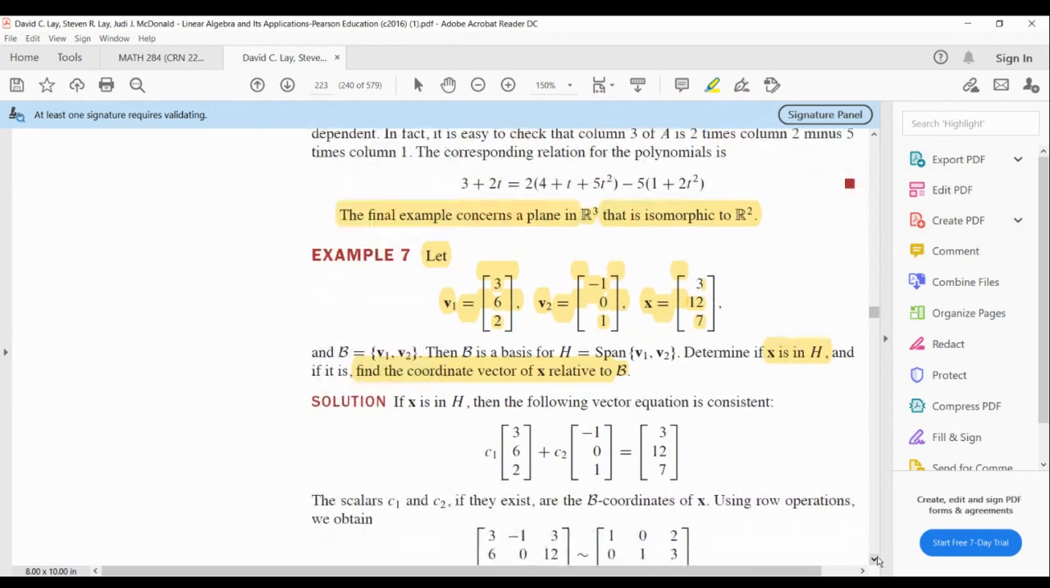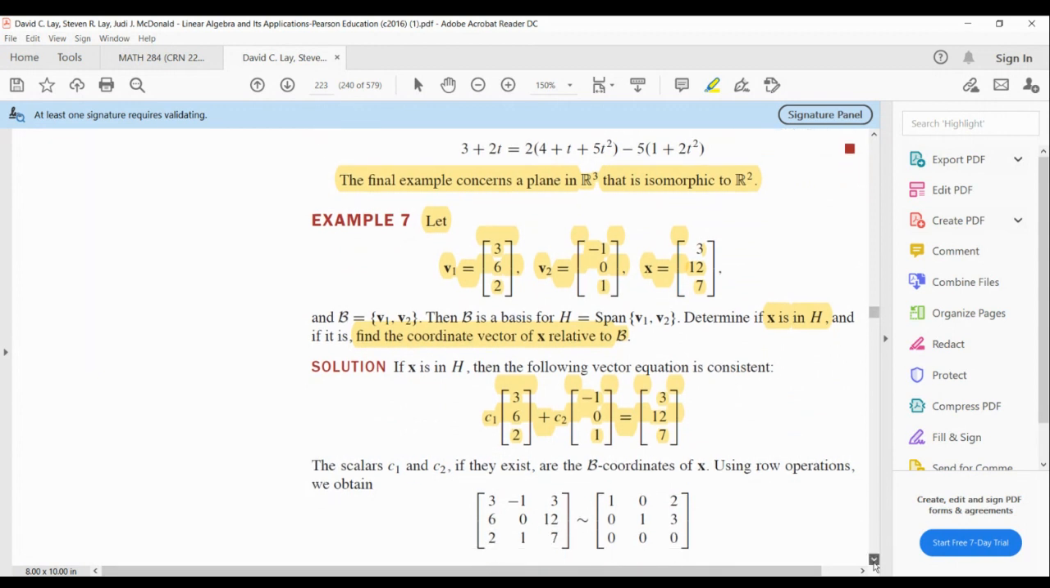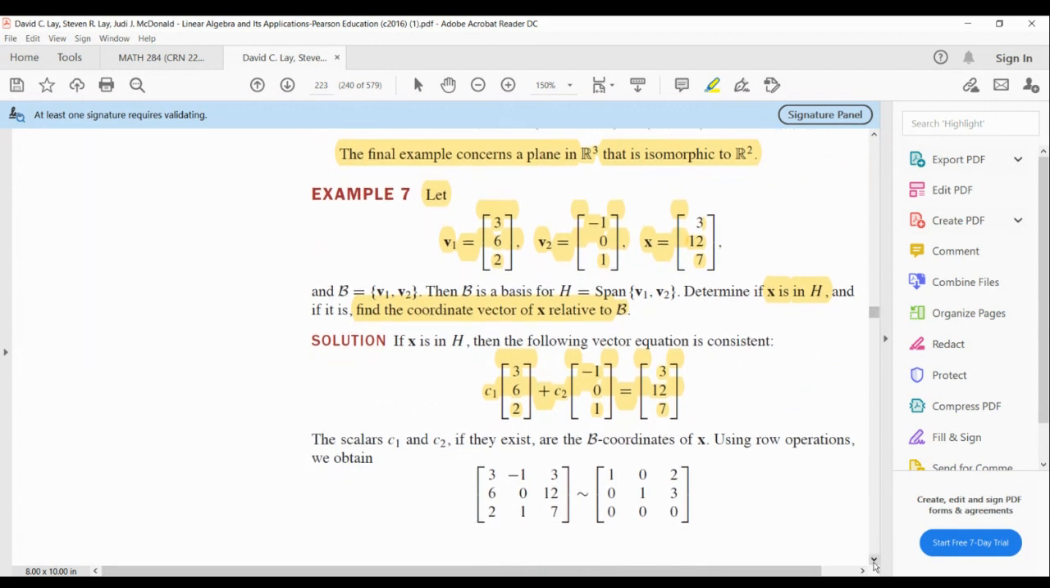So again, here comes that vector equation. If we're going to find the coordinate vector of X relative to the basis script B, we need to set up a vector equation. We do that first. And then, from there, we solve a system. An augmented matrix, a system of equations.